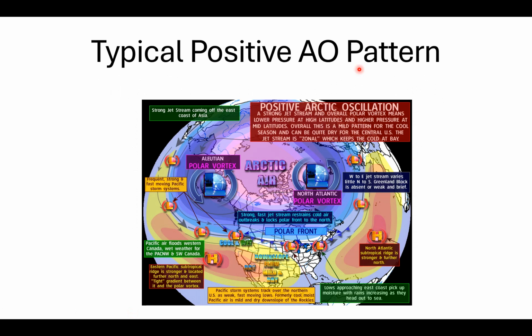Here's your typical positive AO pattern. Much, much different. Now we got the whole U.S. pretty much flooded by some of the milder Pacific air when we have a positive AO pattern. The polar vortex remains strong and it keeps that Arctic air locked up over the Arctic areas. The jet stream is pretty much west to east in a zonal fashion. And so you just get milder Pacific air to flood the entire U.S. Again, the coldest air and the stormiest conditions remain well to the north.